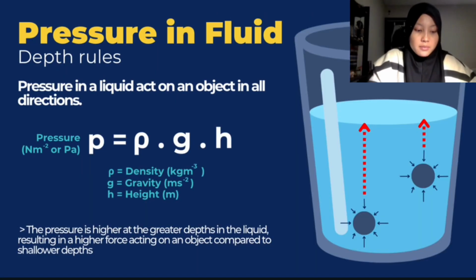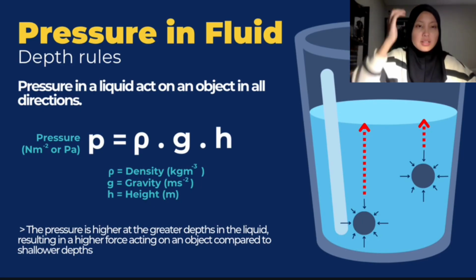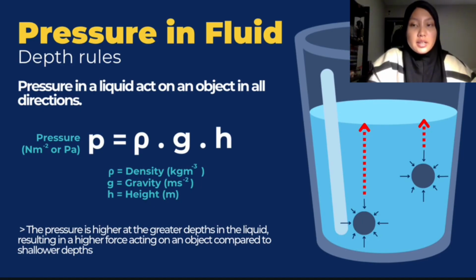Pressure in fluid. Pressure in fluids is based on depth. It is actually pressure, but in a liquid or a gas. Pressure in a liquid acts on an object in all directions, like this. The formula itself is P equals ρ, density, times g, gravity, times h, or depth.